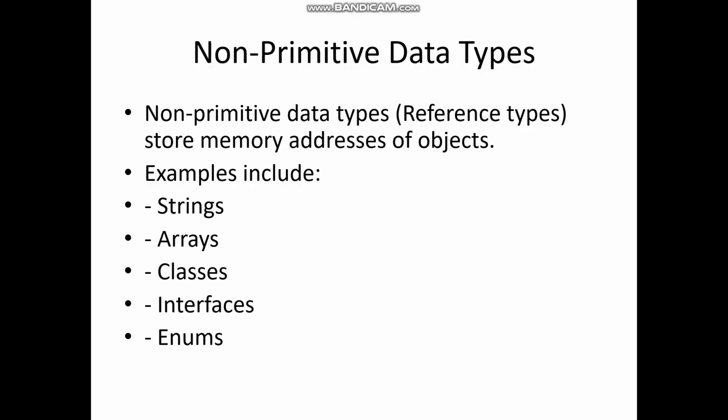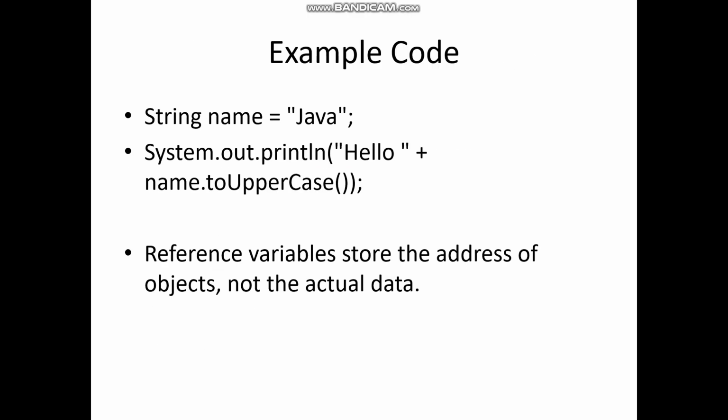Coming to the non-primitive data types, these are called reference data types. Why? Because they point to a memory address. The examples are: String is a non-primitive data type, arrays are non-primitive, class is non-primitive, interface is non-primitive, enum is non-primitive. All these are reference data types. See this one: String name equals "Java". System.out.println "Hello" plus name.toUpperCase. Hello JAVA will be the answer. The reference variables are stored as a part of the objects, not the actual data.